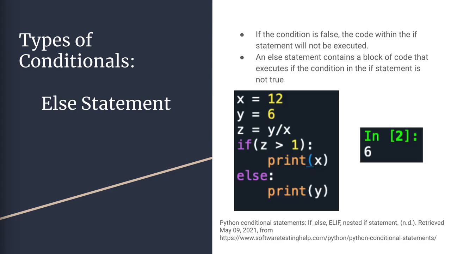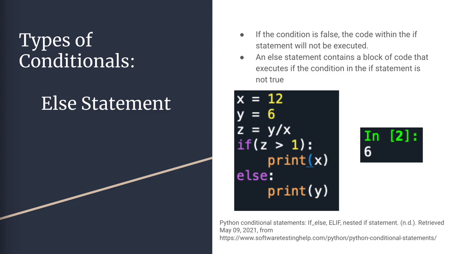If the condition in the if statement is false, the code within the if statement will not be executed. That is where else statements can come in. An else statement contains a block of code that executes if the condition in the if statement is not true. Let's take a look at the example we just had. We know that z equals y divided by x, and so z equals 6 divided by 3. That gives us 2, which is greater than 1, so the conditional statement is met.